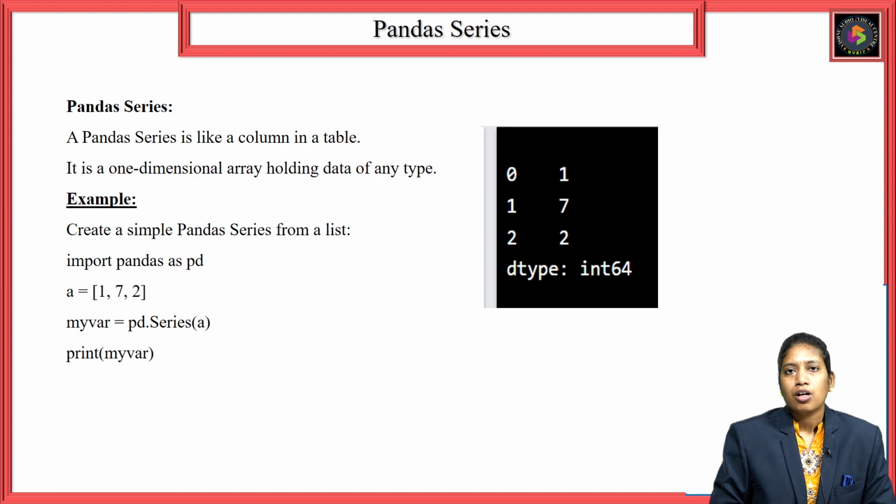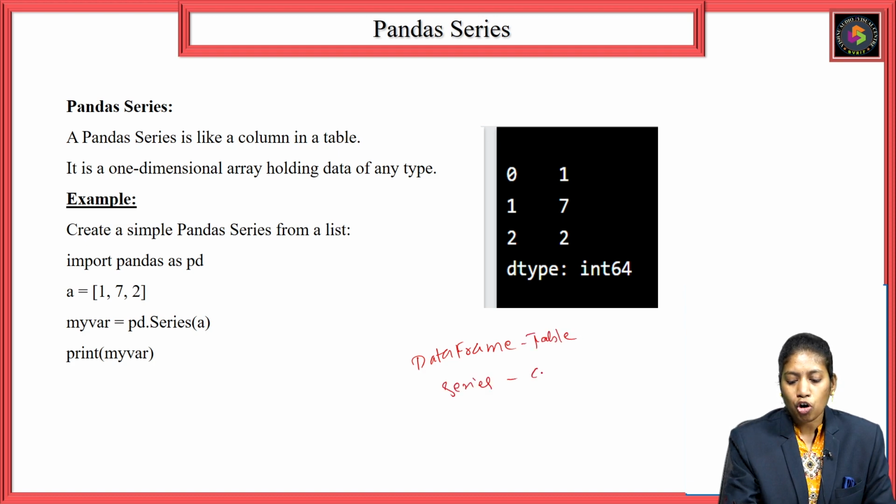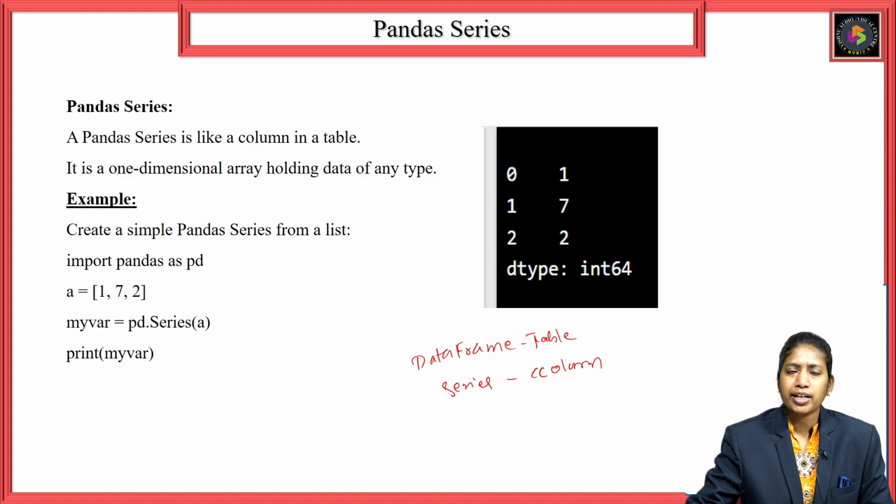Pandas series. What is a series? Generally, a pandas series is a column in a table. A data frame is a table. A series is a column. It's like a one-dimensional array holding data of any type. It holds any type of data.